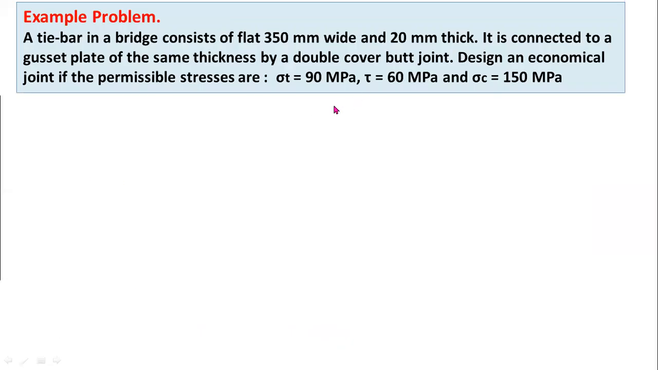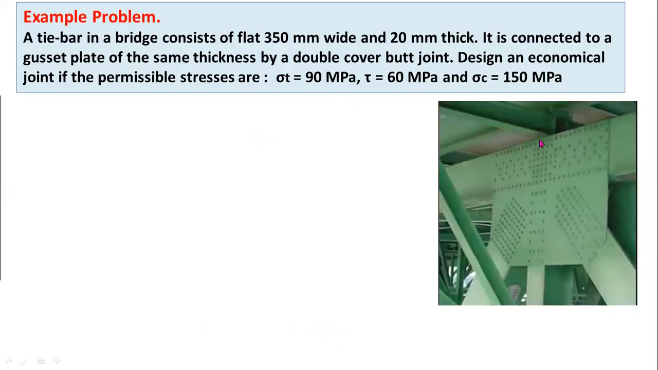So this is the example problem. This is the application of a structural joint. A tie bar in a bridge consists of a flat 350 mm wide and 20 mm thick. It is connected to a gusset plate of the same thickness by a double cover butt joint. Design an economical joint if the permissible stresses are sigma T equal 90 megapascal, tau equal 60 megapascal, and sigma C equal 150 megapascal. Okay, this is the given question.